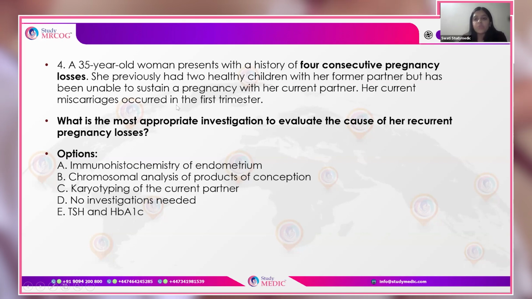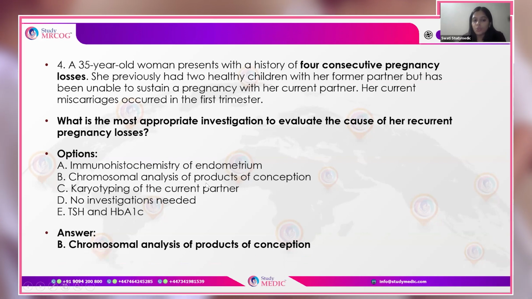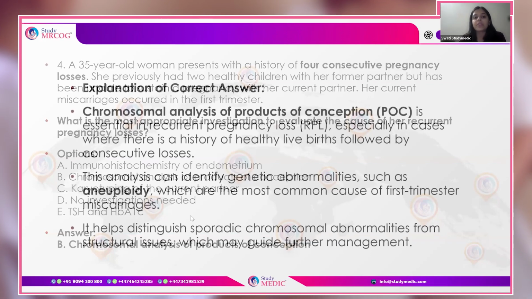So here always we try to emphasize on the fact which is written in GTG that after third loss, on the third loss or more, try to perform the chromosomal analysis of products of conception if available. So first and foremost, we will try to do this. Immunohistochemistry of endometrium, karyotyping of current partner, no investigations needed, TSH, HbA1c, let's analyze why all these are incorrect.